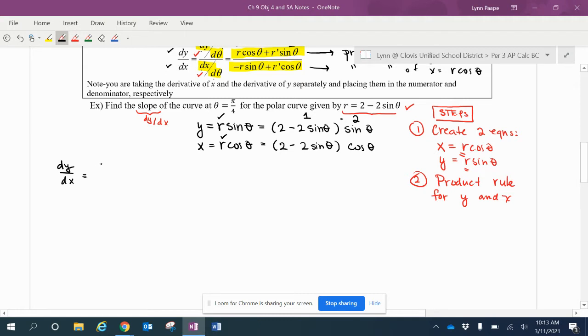So I have 1 d2, so 1, and then d2, so the derivative of sine is positive cosine, and now plus equation 2, and then d1. So then I want to take the derivative of this. So the derivative of 2 is just 0. And then the derivative of negative 2 sine theta would just be negative 2 cosine theta. And then that's 1d2 plus 2d1.